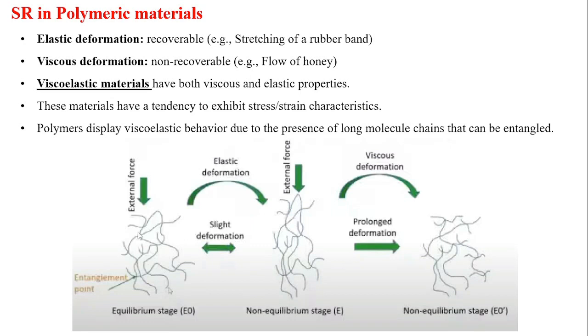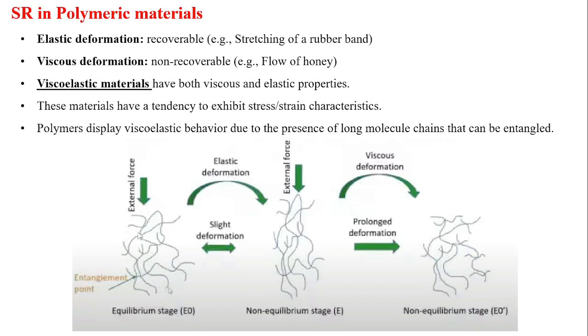Any product can be of elastic nature, viscous nature, or viscoelastic nature. If elastic deformation is occurring in a product, then it is elastic in nature. This kind of deformation is recoverable, for example, stretching of a rubber band. In viscous materials, viscous deformation takes place, which is non-recoverable, for example, the flow of honey.